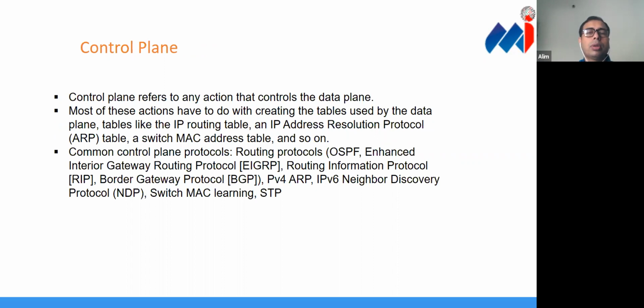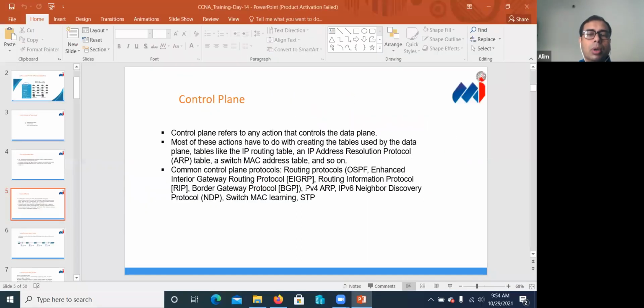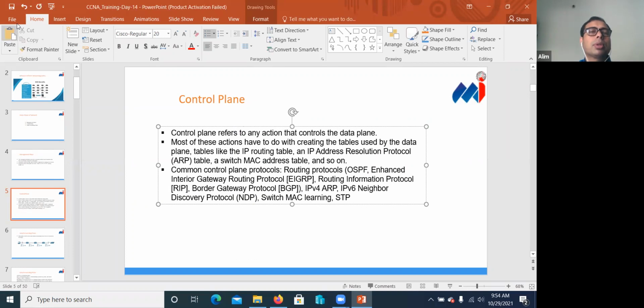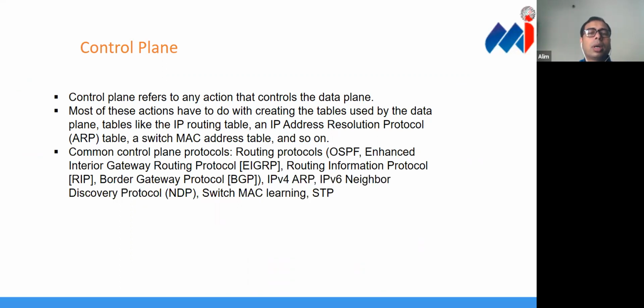And then we have the control plane. The control plane is the plane that controls the data plane or data transfer. Let's say we use different routing protocols, OSPF, EIGRP, RIP, BGP, IP version 4 and IP version 6, ARP and neighbor discovery protocol, MAC learning, and so on. These are actually controlling our traffic. So these types of activities or areas are known as the control plane.